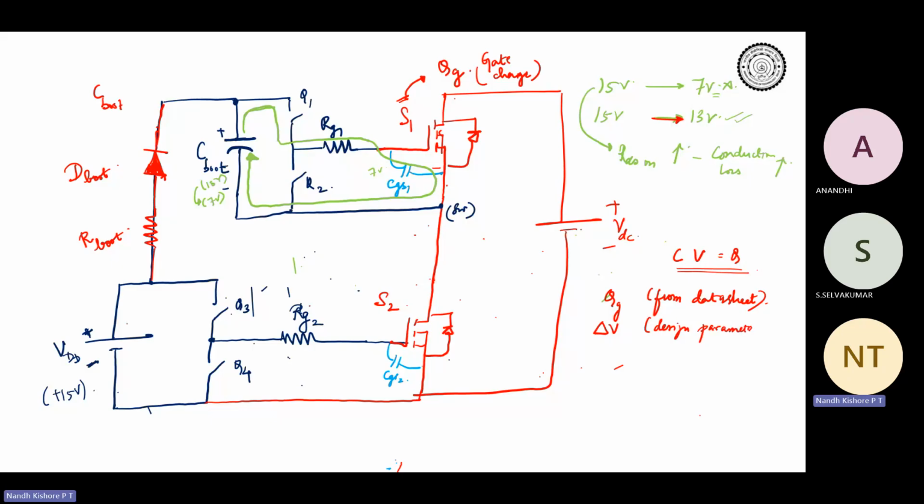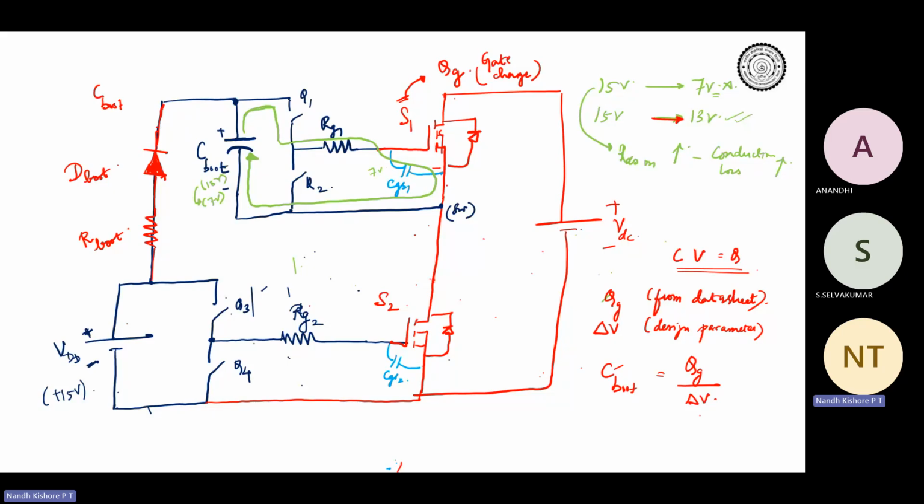I don't want the capacitor to fall more than 2 volts. I don't want it to fall more than 1 volt or something like that. So based on that, you can design what is C boot. C boot will be QG divided by delta V. That is, the C boot has to supply this much amount of gate charge to the device.